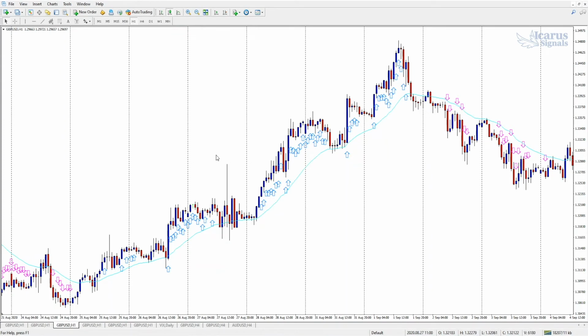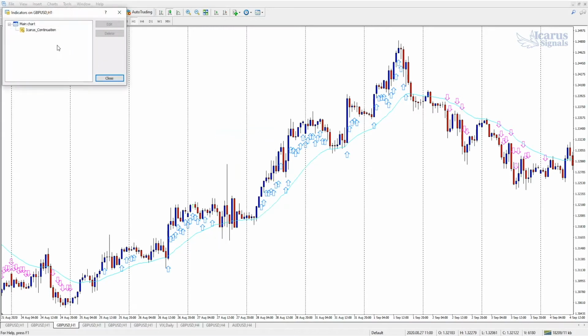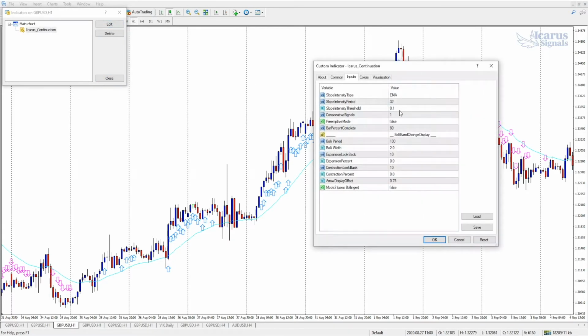So we'll get into some of the different tools that the continuation signal has, and we'll work our way through how you might be able to apply this particular indicator to your trading style and your preferred instruments and get the very, very most out of it. So we're going to leave our actual indicator settings, our thresholds and our intensity settings as they stand.